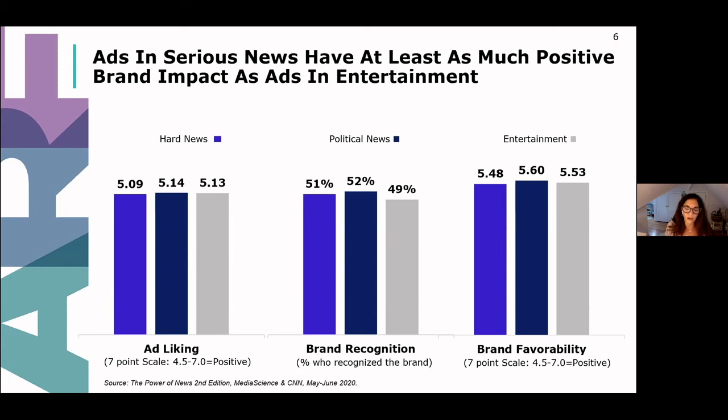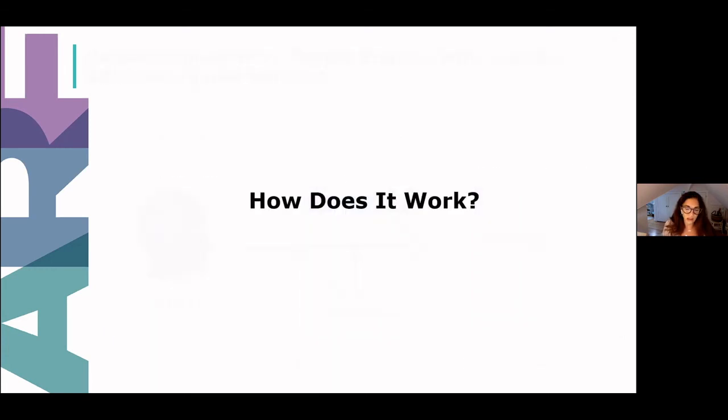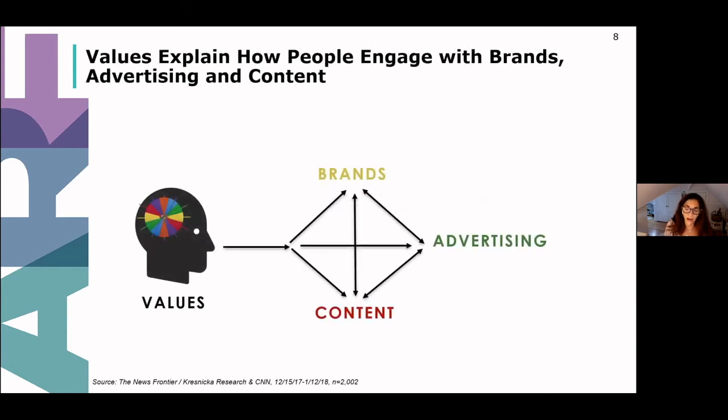And I'm not talking about soft news here. I'm talking about the hard and political news that many advertisers are afraid of. So let's talk about how that works. It's really all about personal values and how they relate to the three important campaign components: brands, ads, and content.